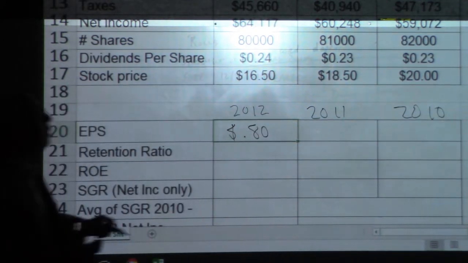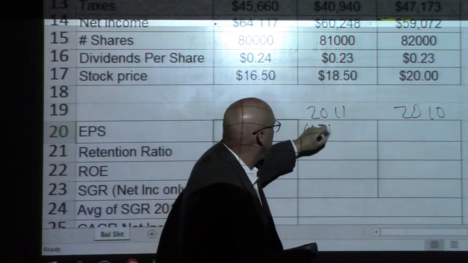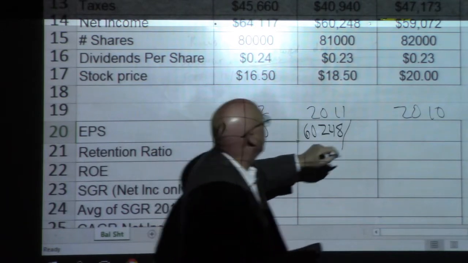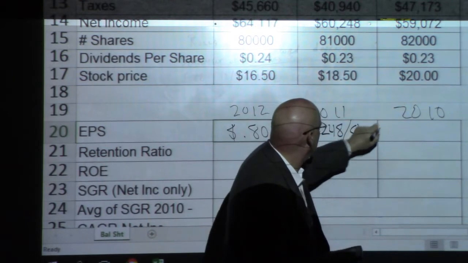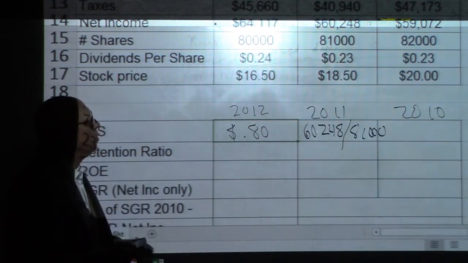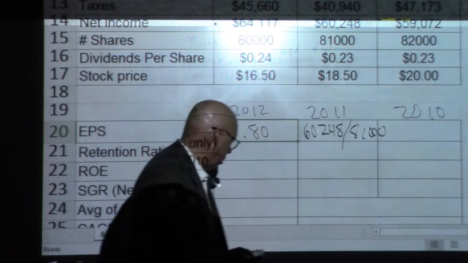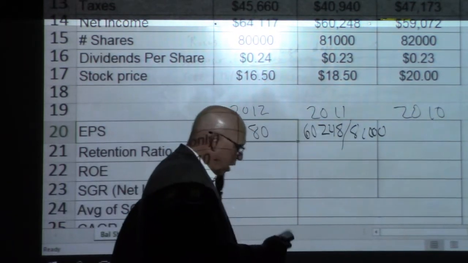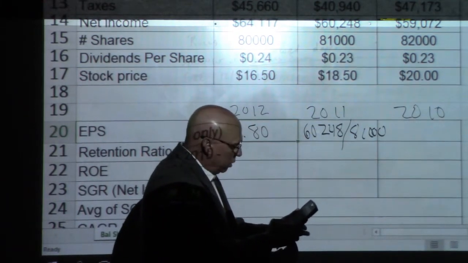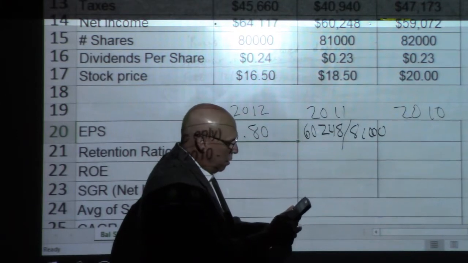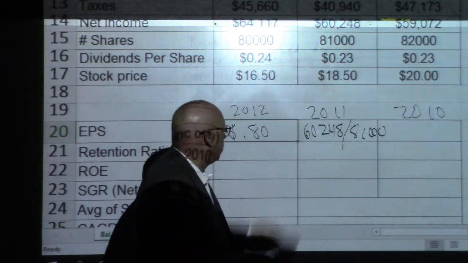So we're going to do it again up here. For 2011, we got 60,248 divided by 81,000. Okay? Net income, way up here, it's partially cut off, divided by the number of shares. And so let's do that calculation. Clear this calculator out. 60,248 divided by 81,000. And we have 74 cents.